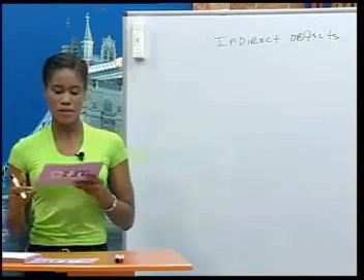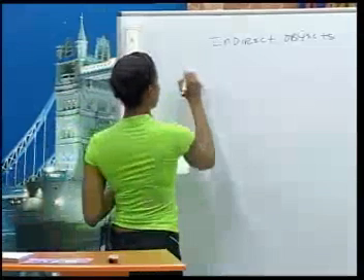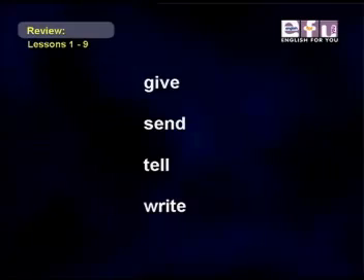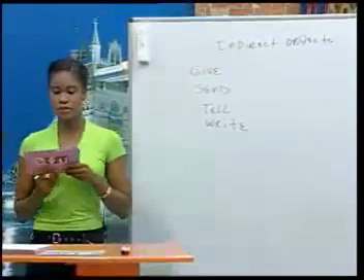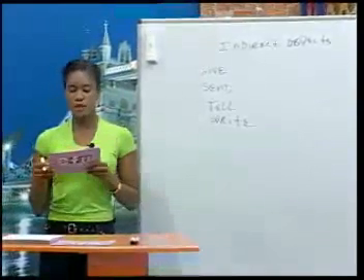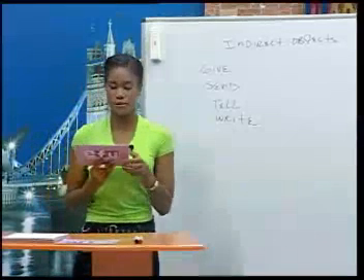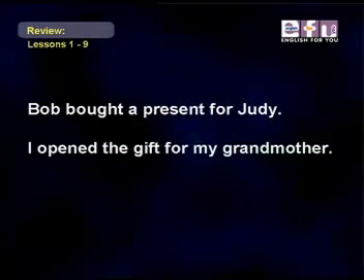Some examples of verbs followed by indirect objects introduced by to are give, send, tell, or write. Okay, with some verbs, for is used with the indirect object. With these verbs, the indirect object follows the direct object. Let's look at these examples. Bob bought a present for Judy. I opened the gift for my grandmother.